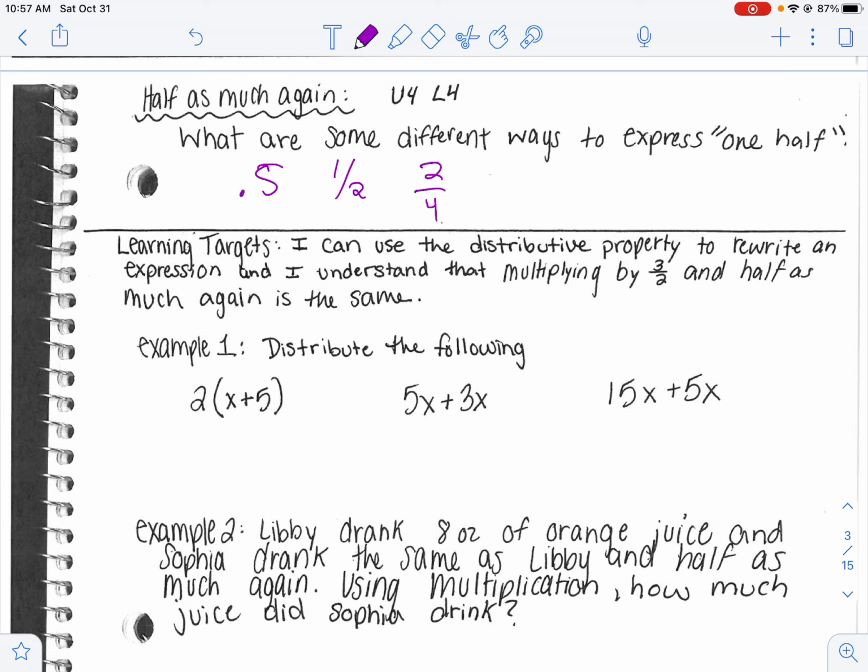So your learning targets are, I can use the distributive property to rewrite an expression, and I understand that multiplying by 3/2 and 1/2 as much again is the same.